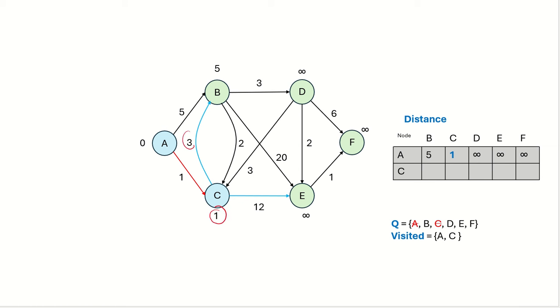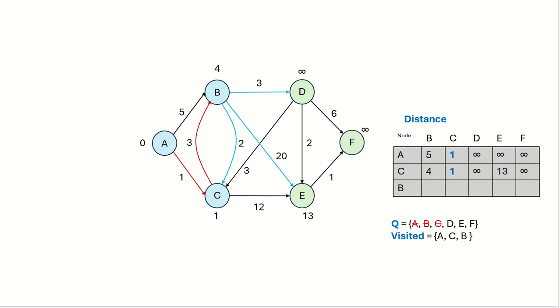1 plus 3, is it less than 5? Yes it is. So this is updated to 4. 1 plus 12, is it less than infinite? Yes it is. So this is updated to 13. So we have the new distance vector now, and out of the unvisited nodes, the node with minimum distance is B. So B is chosen as our next node.